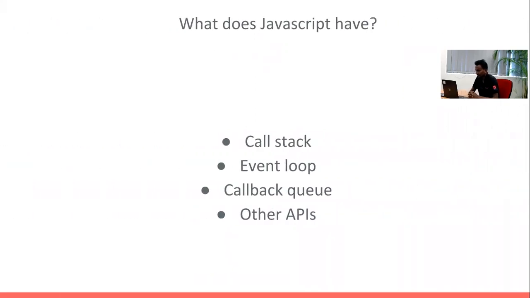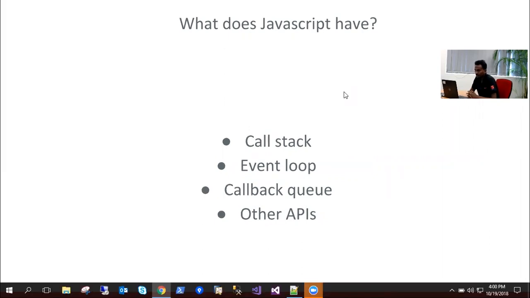And what does JavaScript have? JavaScript has a call stack, event loop, callback queue, and other APIs. All these together make JavaScript. We need to understand each one of these components in order to understand how JavaScript works. In this session, we will be mainly focusing on JavaScript on the V8 runtime, which is the JavaScript runtime on Chrome. So let's move on.